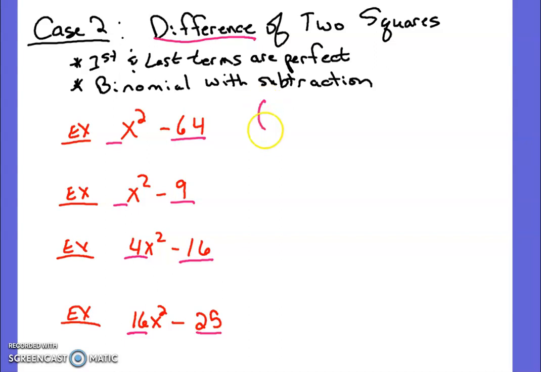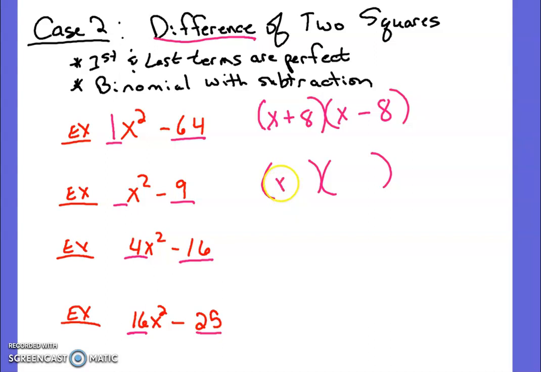So they're still going to be the exact same thing. We still have x squared and 64, so that's how I know it's x and 8. But one's going to be a plus and one's going to be a minus. If it's a binomial with a subtraction sign, then one's going to be plus and one's going to be minus. So this is going to be x and 3, one is plus, one is minus.